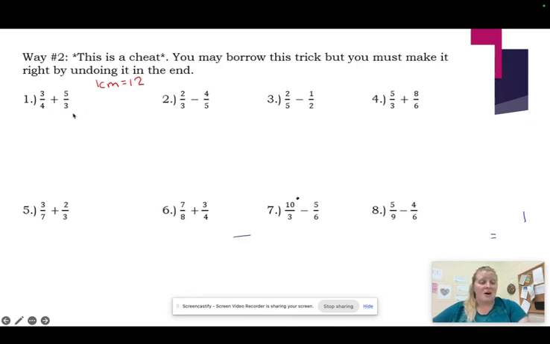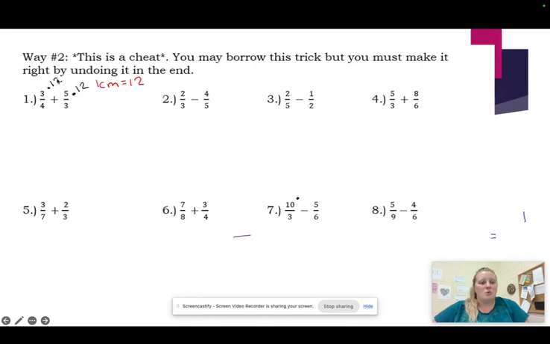So I start out the same way. I try to figure out who's my common denominator, and we said it was 12 for number 1. So what I'm going to do is put a times 12 on the top of each fraction. And the way it works is we can either do 3 times 12 and then divide that answer by 4, or we can do 12 divided by 4 and then multiply that by 3. That's the way that I choose to do it because that keeps your numbers nice and small. And if your numbers are small, your chances of making errors go down.